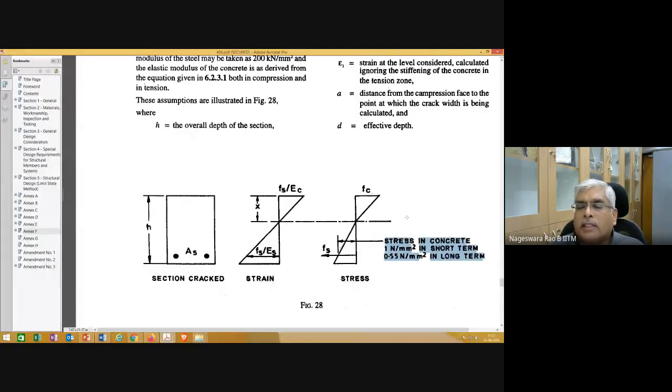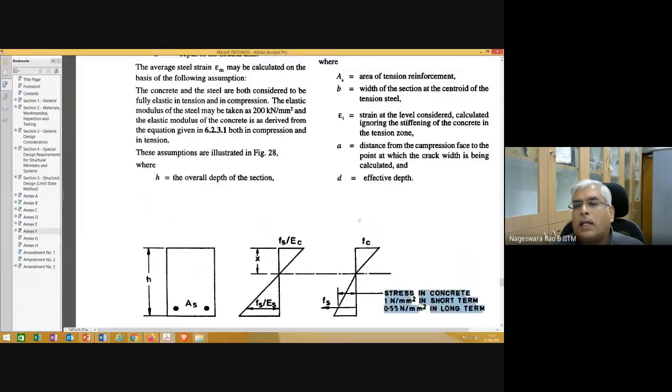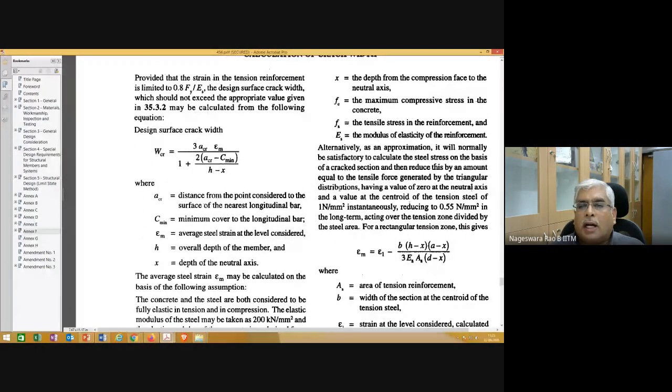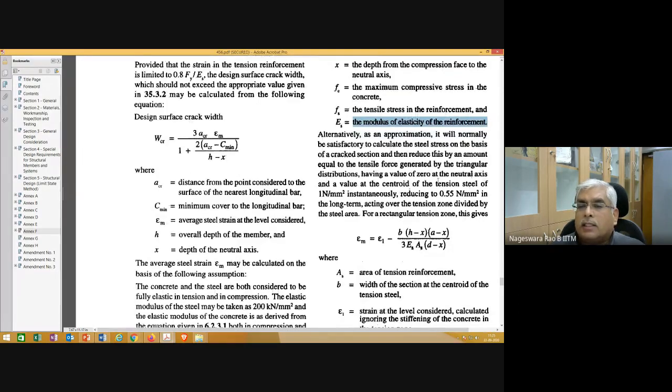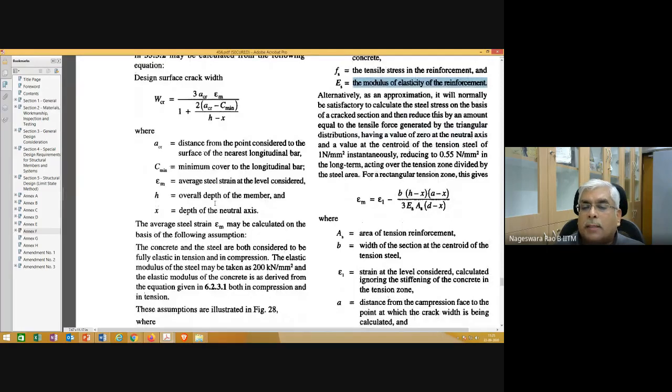Actually, a more general figure is what I have shown you in the beginning, a flanged section. Okay. So now let's see. Anyway, we already noted this. x is the depth from the compression face to the neutral axis. fc is the maximum compressive stress in concrete. fs is the tensile stress in the reinforcement. And Es is the modulus of elasticity of reinforcement. Okay. So now let's understand how to calculate this epsilon m.